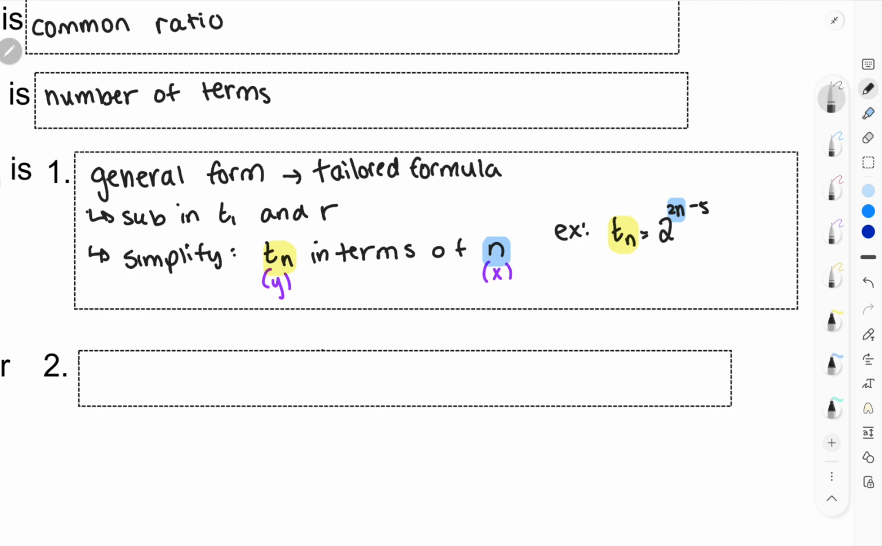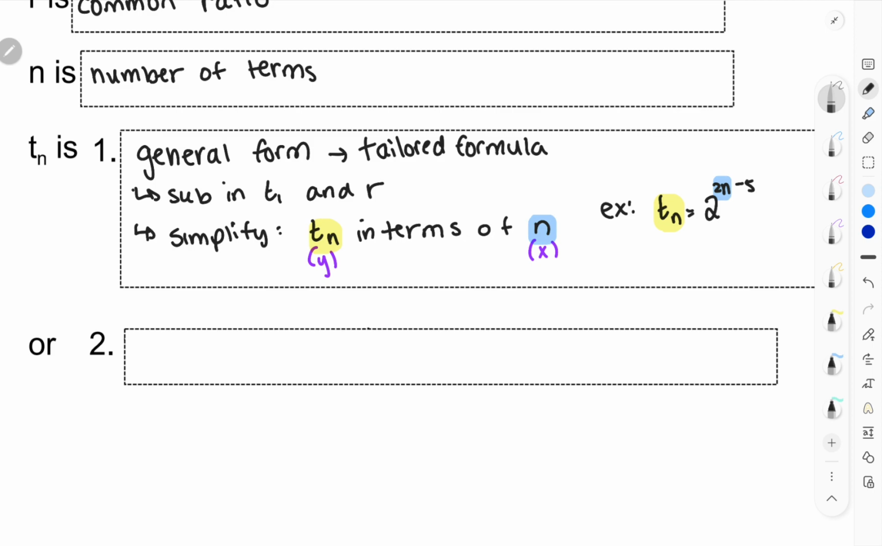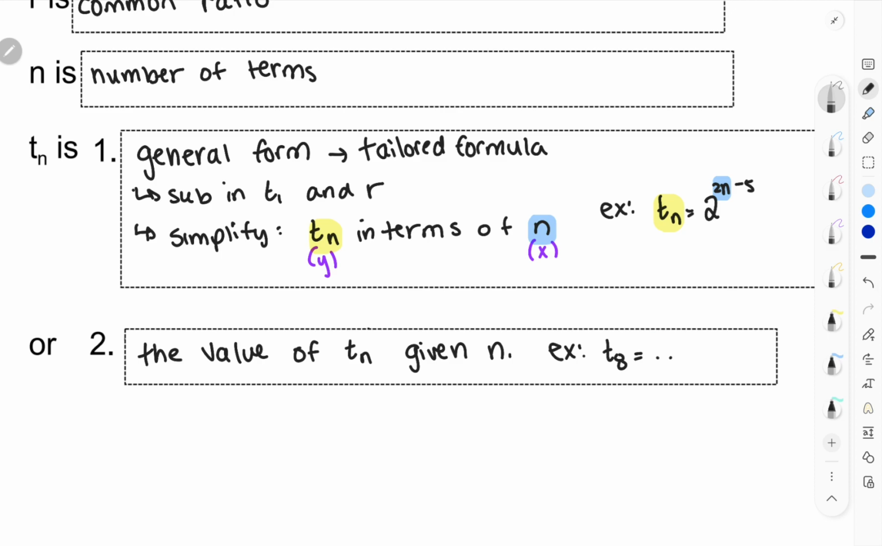Or I can specify an n. I can say, tell me the 8th term, tell me the 19th term. Right, so it's the value of T of n given an n value. Right, so T of 8 is some number, right?